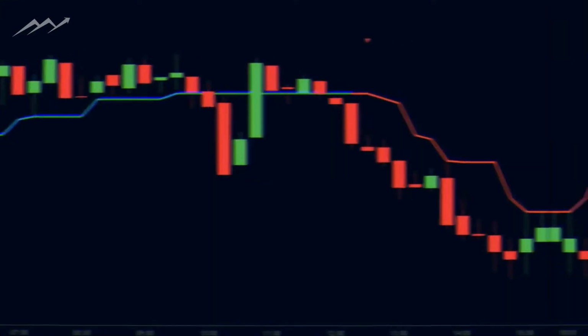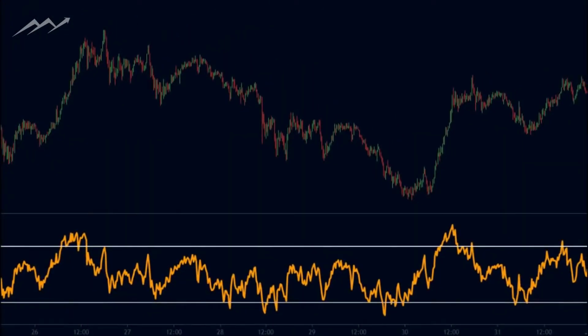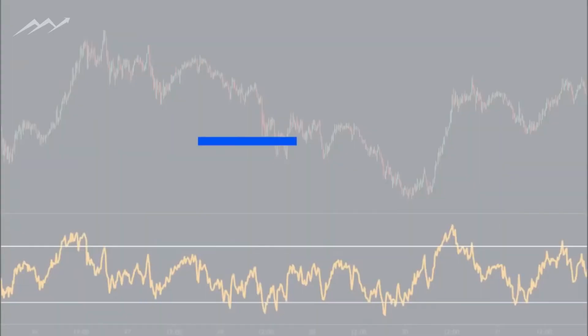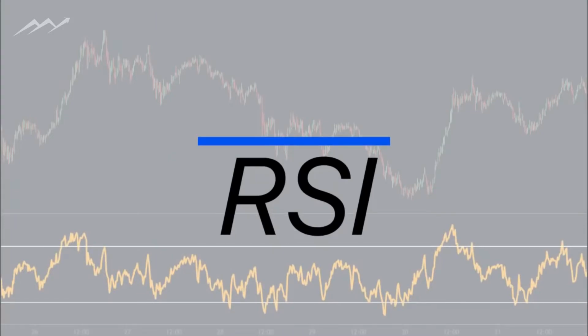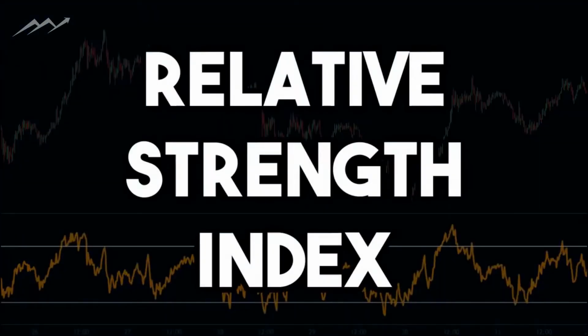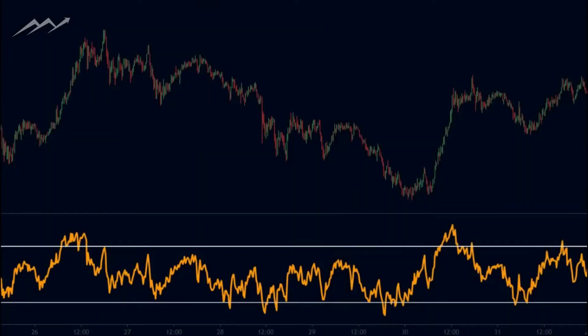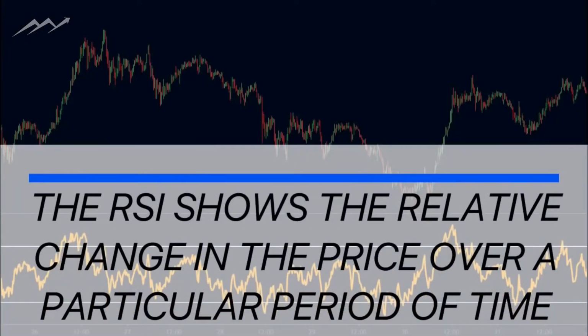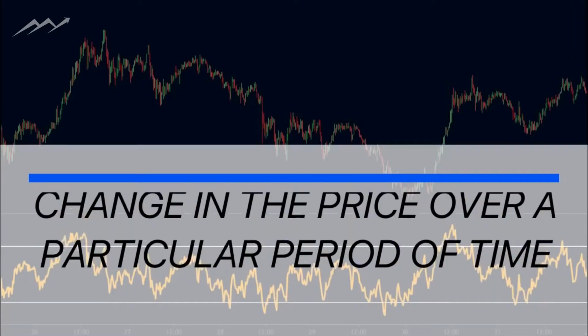Now let us talk about the second indicator that we will use in this strategy. That is the RSI indicator. The RSI stands for Relative Strength Indicator. As the name suggests, the RSI indicator shows the relative change in price over a particular period of time.